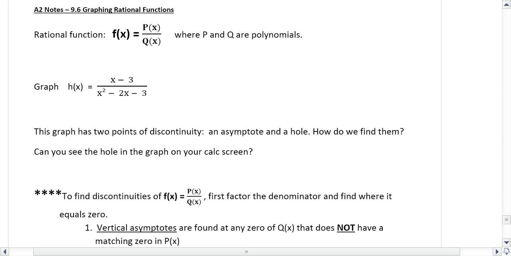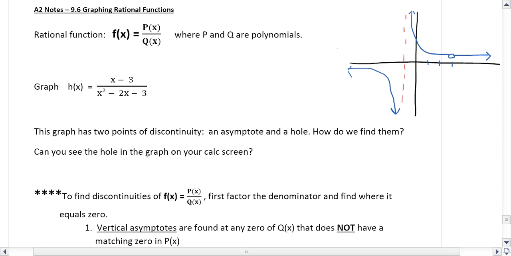Now this is different than reciprocal functions that we did in 9.5. With rational functions, we have a numerator and a denominator that are both polynomials. So of course there's factoring involved, a little more work. Let's start by looking at this example of x minus 3 over x squared minus 2x minus 3. I would like you to graph that on your calculator.